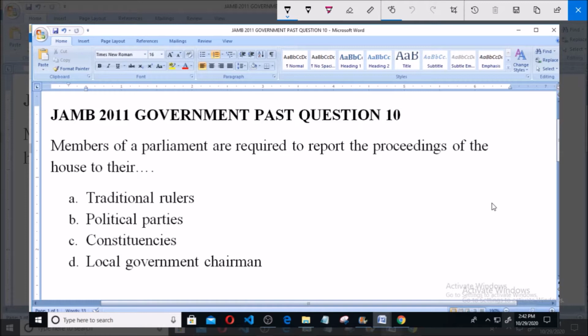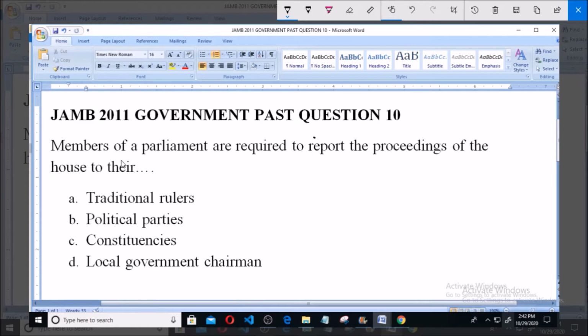Yeah, 2011 Government past question. Question number 10. Question number 10 says: members of a parliament are required to report the proceedings of the house to their dash. Members of a parliament are required to report the proceedings of the house to their member.